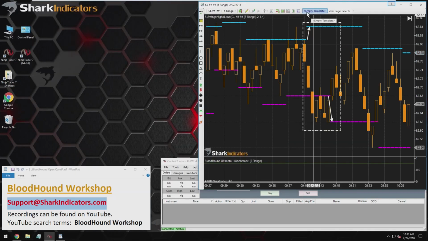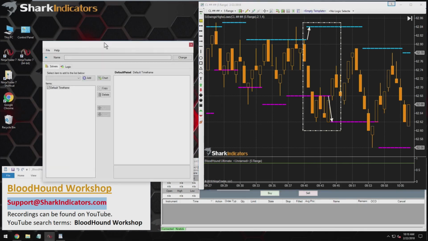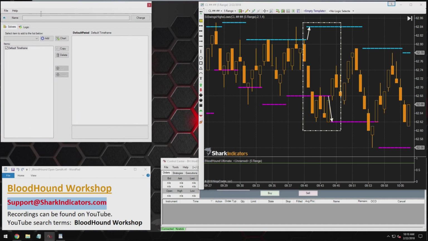Okay, so first thing to do is get BloodHound open here. You see the button at the top here that says empty template. So that is BloodHound, and as it says, it's empty right now. First thing I want to do is put a file name. I want to assign a file name to my BloodHound template.